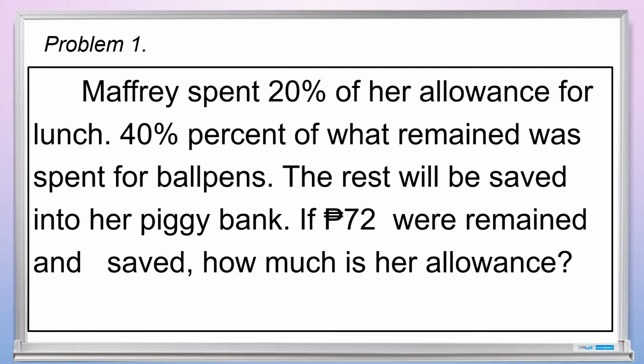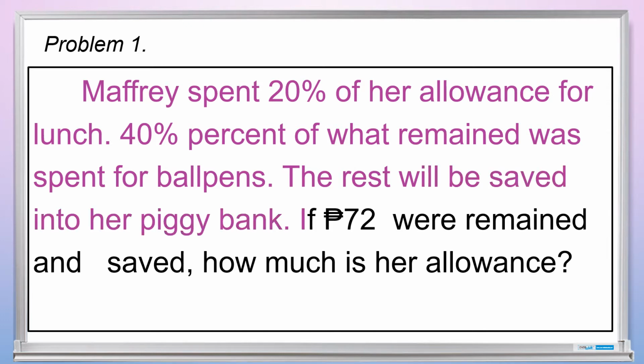Let's try answering problem number 1 by using the 4-step method. Let's read the problem first. I am going to read it aloud while you read it using your eyes only. Math5 spent 20% of her allowance for lunch. 40% of what remained was spent for ball pens. The rest will be saved into her piggy bank. If 72 pesos were remained unsaved, how much is her allowance?